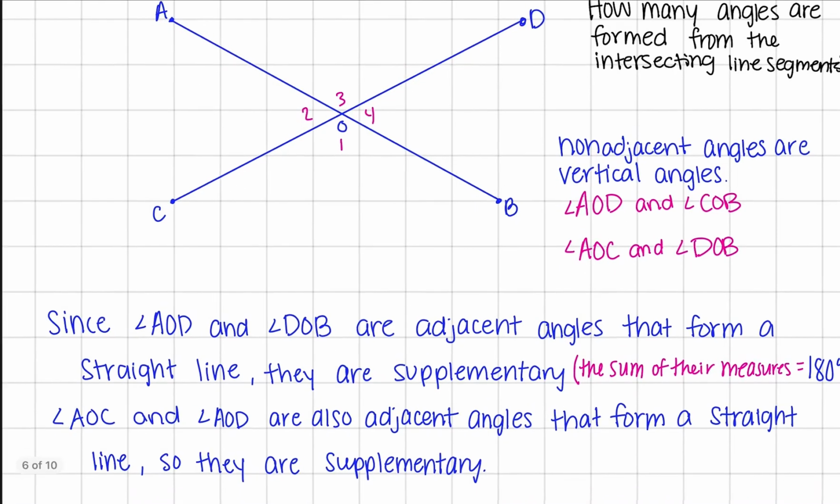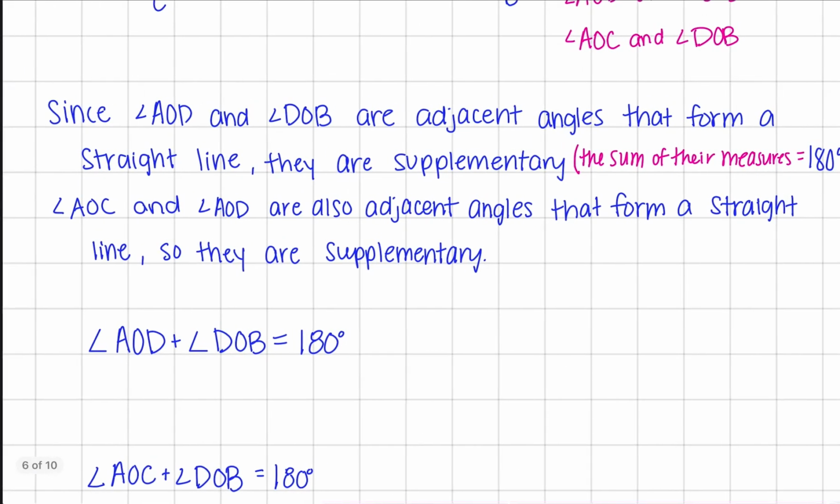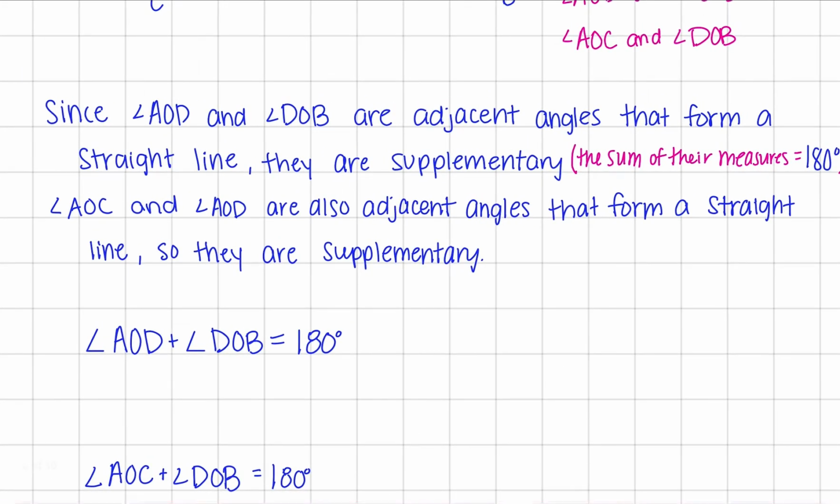So we're going to look at what this means. You can still see your drawing, even though you can't see mine. So we have angle AOD plus angle DOB equals 180. Now, we can find the measure of angle DOB by subtracting the angle of AOD from both sides, which would leave us with DOB equals 180 minus the angle of AOD.